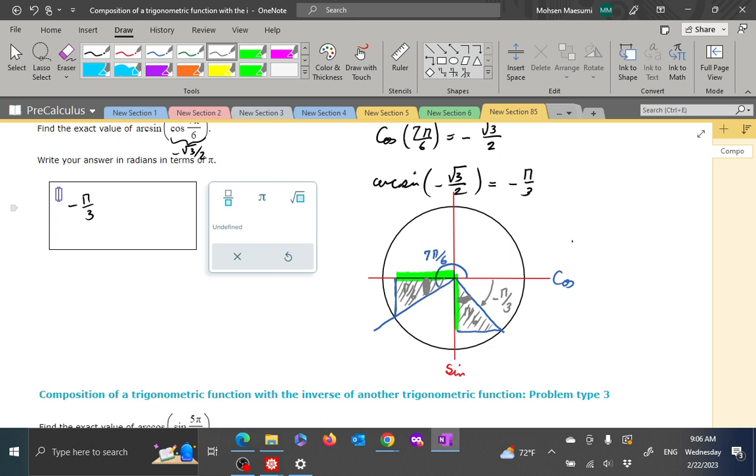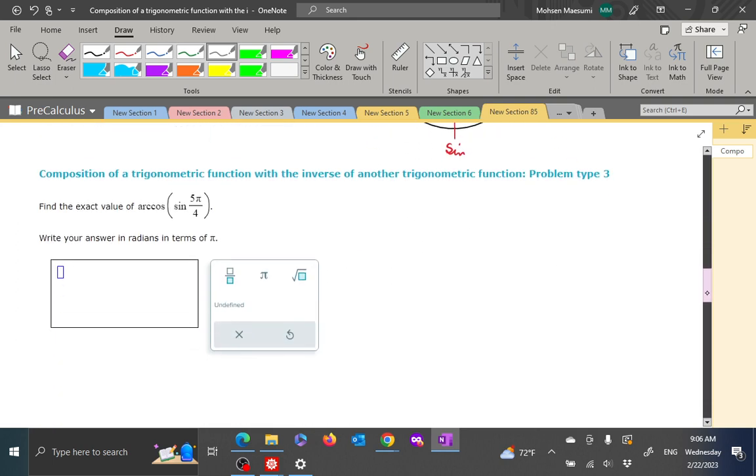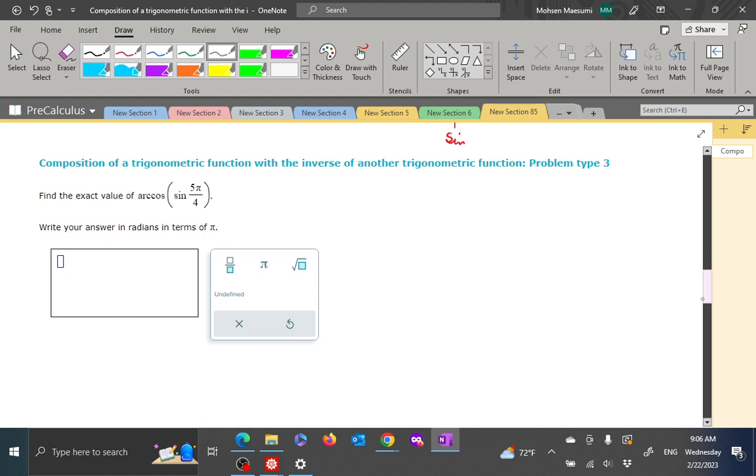So the recipe we applied here is good for any angle. It doesn't have to be a famous angle. It doesn't have to be a familiar angle. We can apply it to any angle, and that's a question I'll be giving you at the end. But let's go ahead. Arc cosine of sine of 5 pi over 4.